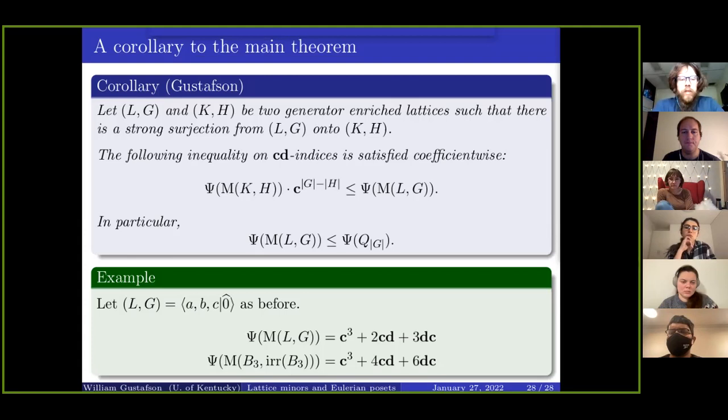Okay, and then at the bottom, I have an example here. Looking at the same 5-element lattice from before, you can compute that the CD index of the minor poset is C cubed plus 2CD plus 3DC, and the CD index of the minor poset of the Boolean algebra, or of the 3-cube, is C cubed plus 4CD plus 6DC. If you look at the difference here, the 2CD corresponds to the 2 two-gons that were zipped in the construction, and the 3DC corresponds to the 3 edges in that construction. Okay, so that's all I had for today, for the talk.